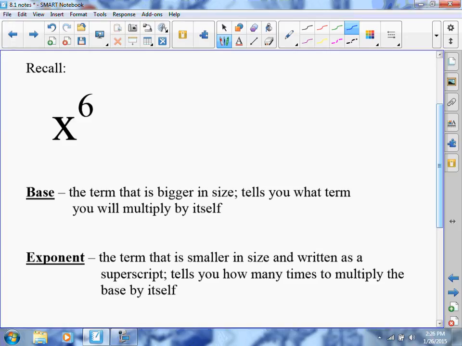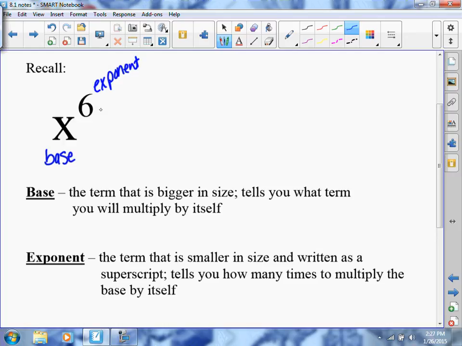We have a couple of parts to this expression, x to the sixth. Remember, this number here at the bottom is called the base. And this number here, the 6, up at the top, is your exponent. The base is going to be the term that's larger in size, like actual physical size, not amount. It's the one at the bottom, sort of touching the bottom of the line of the paper.